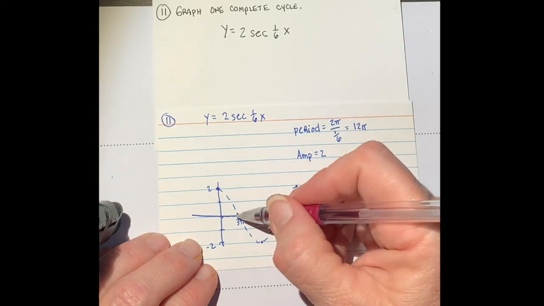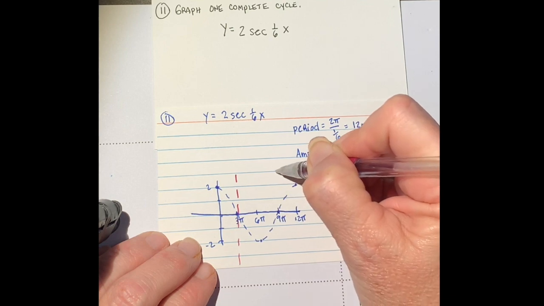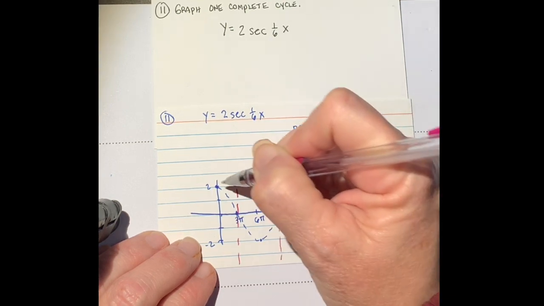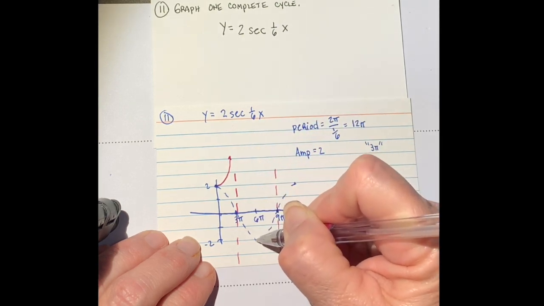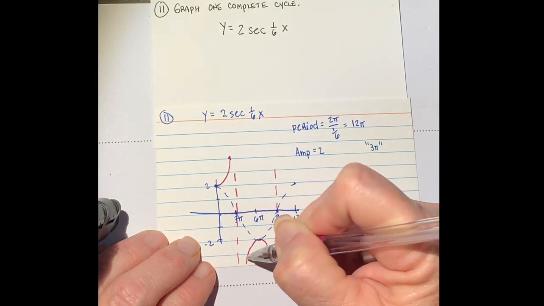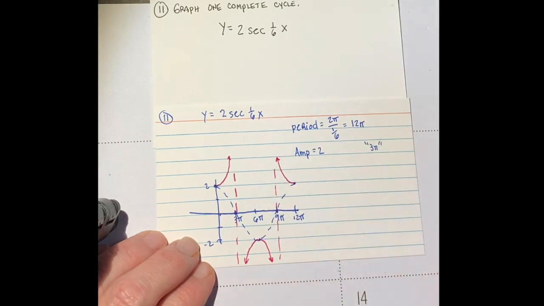But wherever the cosine is 0, the secant is undefined. So that places my asymptotes for me. And then again, the reciprocals of all these form this, and the reciprocal of this forms this. And so this is what the graph is going to look like.